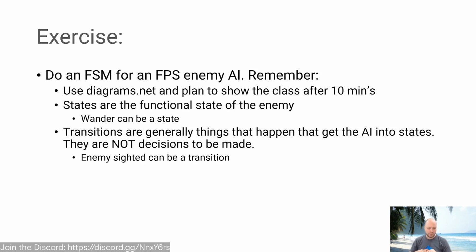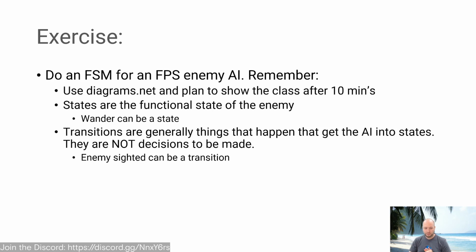So as an exercise you can try to do, think about a first person shooter enemy, right? And create a finite state machine for that enemy AI. So you can use diagrams.net, or Figma or whatever you want. This is from the old lectures, so whatever. Do this on your own, like there's no class, or you can post it to the channel if you'd like, and we can all talk about them there.